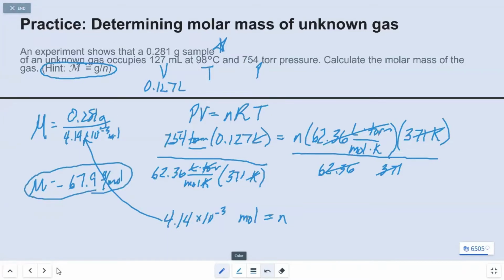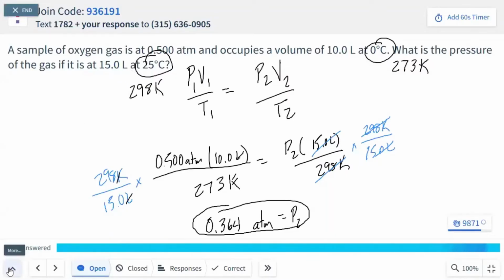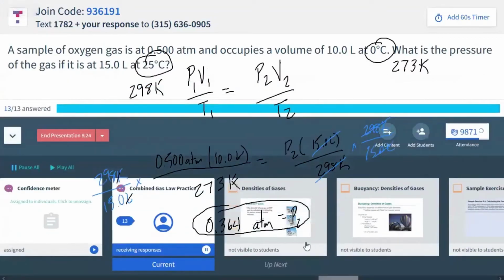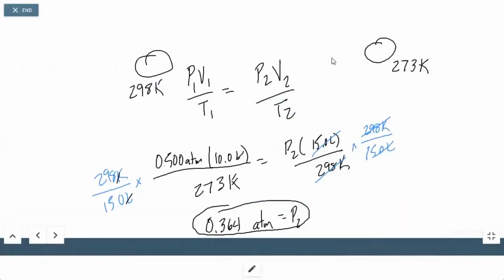So there we have just a simple application of how we can use the ideal gas law to go beyond just those very simple kinds of problems where we just manipulate and figure out the missing variable.